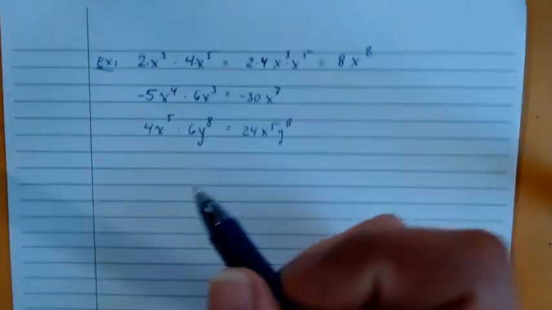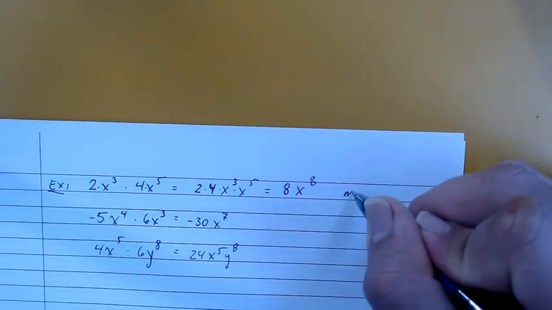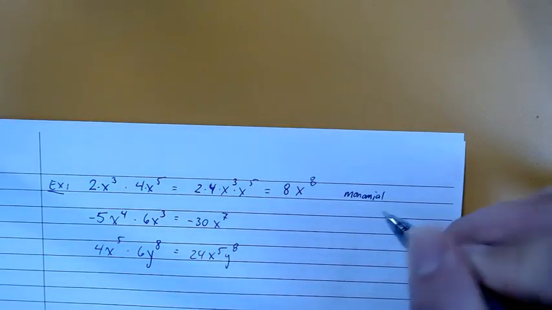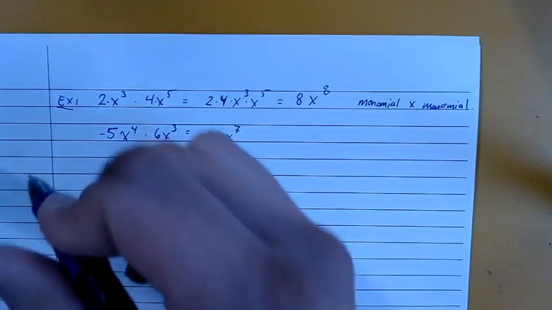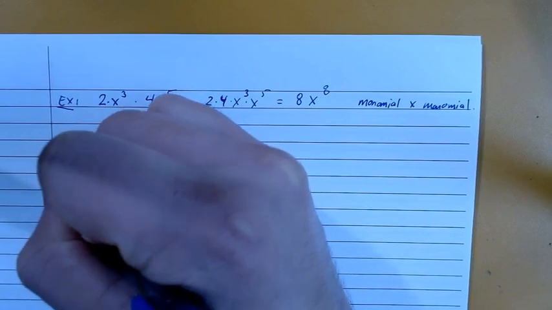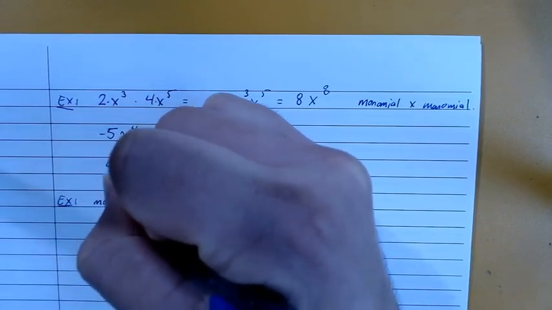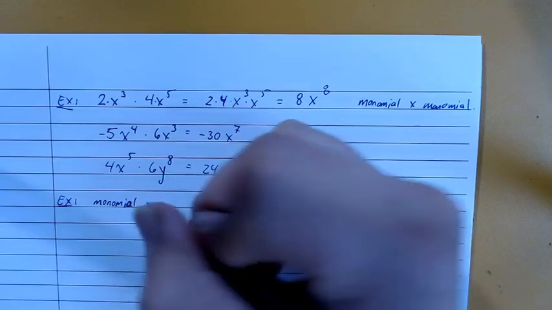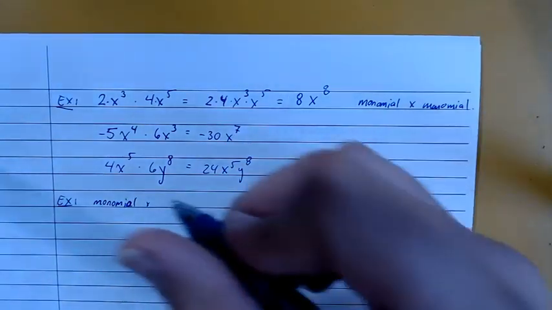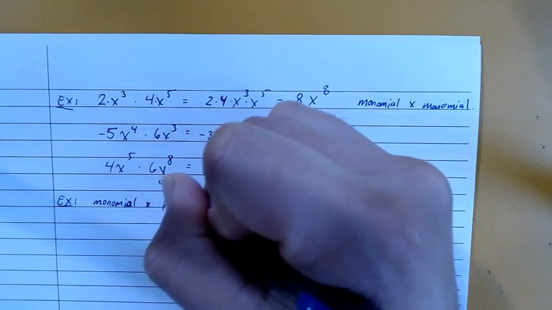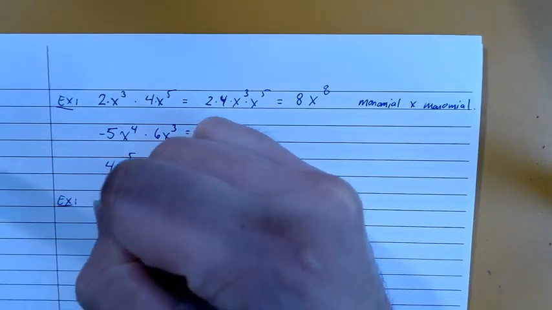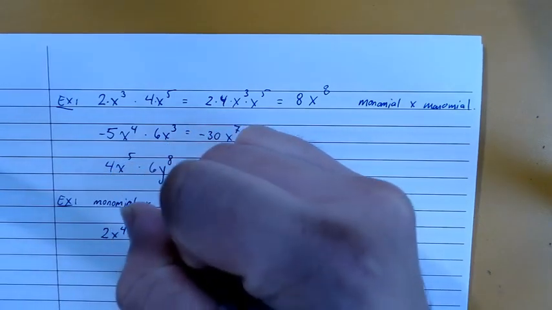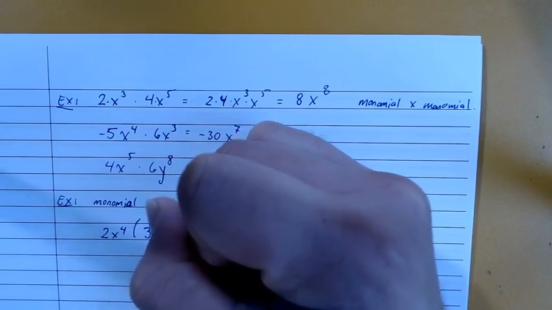So this is what happens when you multiply a monomial times another monomial. But what happens when you have something bigger? Let's say, for example, we had a monomial times a polynomial. It doesn't really matter what polynomial we have, but here I'm going to start off with a binomial. So a monomial by a polynomial, for example, something like 2x to the power 4 times 3x minus 12.